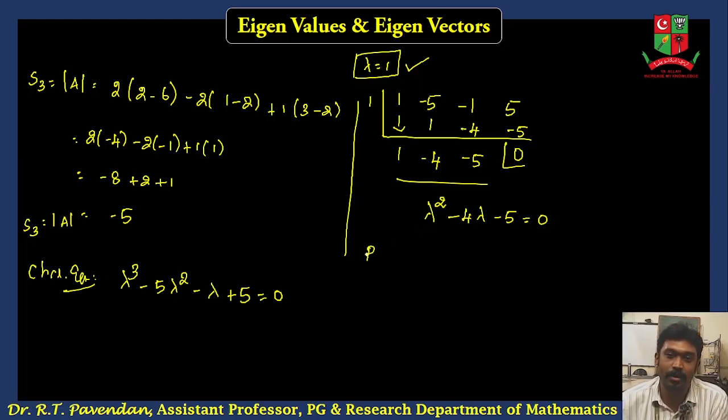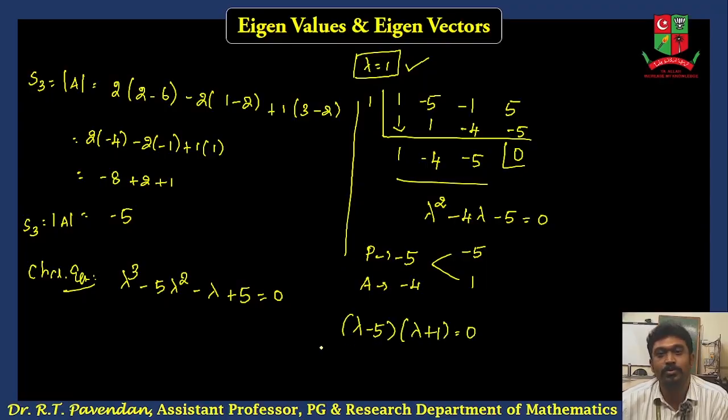So we need the product to be equal to minus 5 and the addition to be equal to minus 4. We have to choose two numbers in such a way that the product of those two must be minus 5 and the addition of those two must be minus 4. So let me choose them as minus 5 and 1. So minus 5 times 1 is minus 5, product is achieved. Minus 5 plus 1 is minus 4, and addition is also achieved. So from this I get lambda minus 5 times lambda plus 1 is equal to 0.